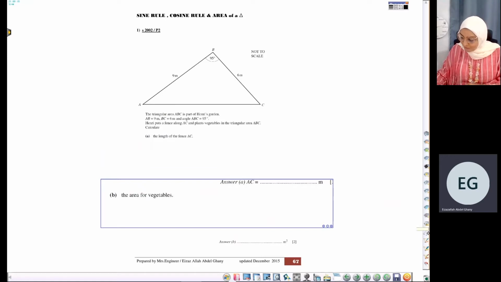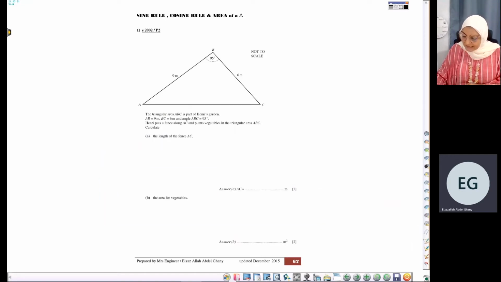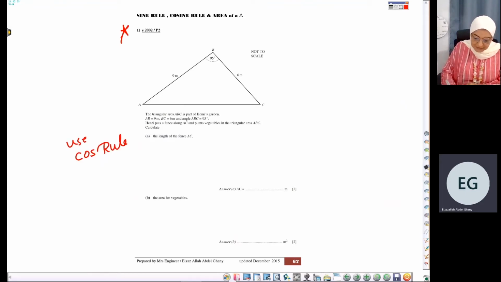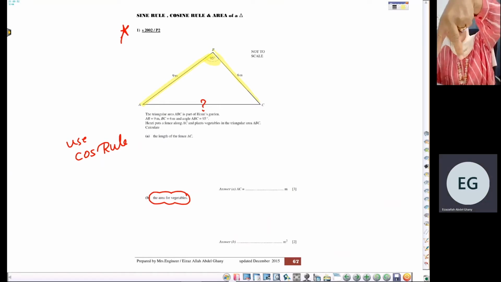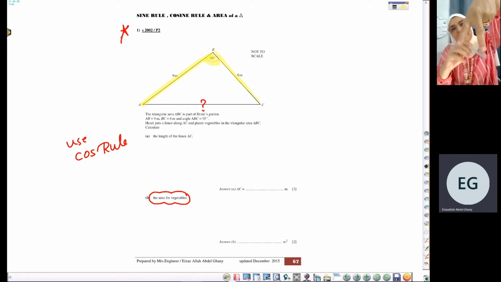Now let's go. The first part of the question is cosine rule. Here we use cosine rule, and here for the area of the triangle. Length of the side AC. As usual, let's highlight the 2 sides forming the angle. What's given? 2 sides and included angle.